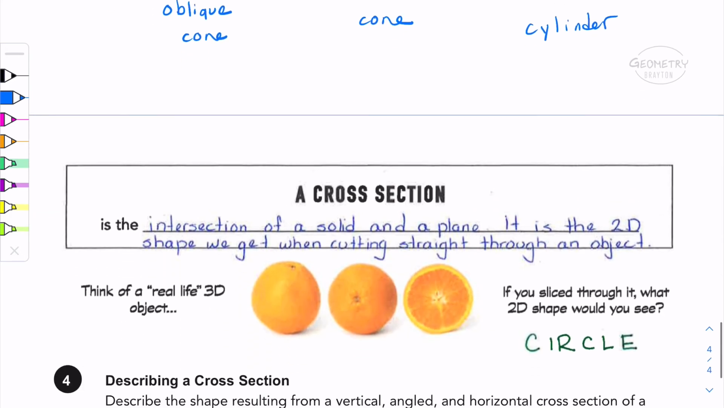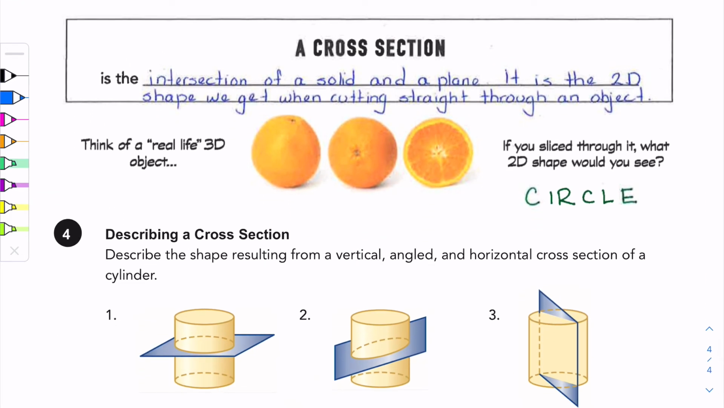Okay, we have a couple more geometric figures to name. The next section is talking about cross sections. So a cross section is the intersection of a solid and a plane. It is the two-dimensional shape we get when cutting straight through an object. So in typical years, I would bring fruit and vegetables in and cut them, and you can see what you think the cross section is. This year, not so easy, so what we're looking at is just a diagram.